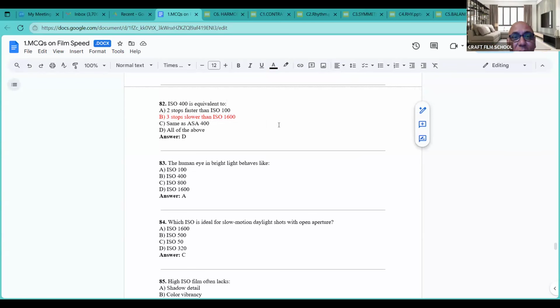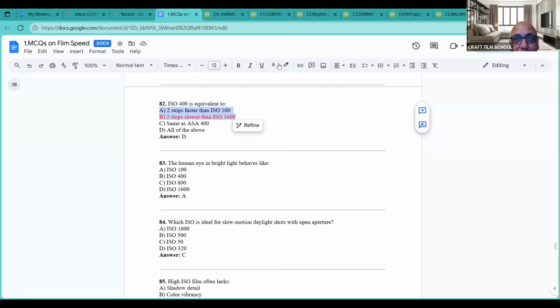Same as 400 ASA, that is equivalent to ISO 400; ISO and ASA are two different nomenclatures. That is fine. All of the above, no, because we figured it out. B, 3 stops slower than 1600, would be 1 stop is 800, 2 stops is 400, 3 stops is 200. So if I correct it and make it 2 stops slower than ISO 1600, it will be 400. So questions A and B both are correct.